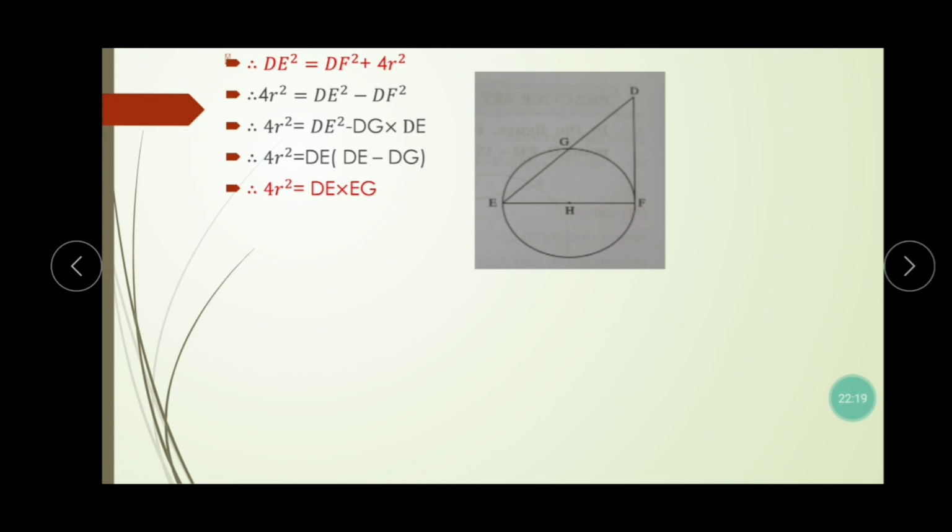So here we end up. We have completed chapter number 3, Circle. I hope you all have understood.